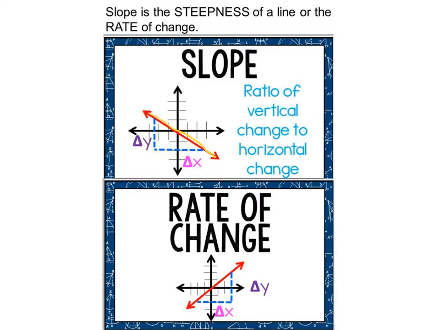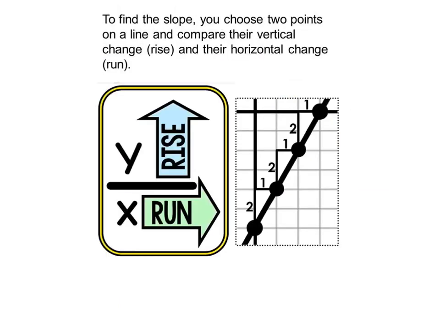Slope is a ratio of vertical change to horizontal change. So how much it changes going up and down compared to going side to side. And rate of change is the same thing. The triangle means difference. So difference in y, difference in x. So if you ever see that. To find the slope, choose 2 points on a line and compare their vertical rise and their horizontal run. It is rise over run. Change in y over change in x.